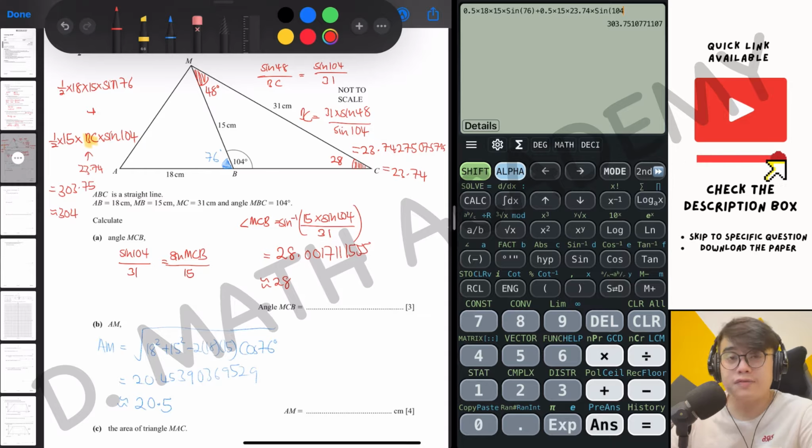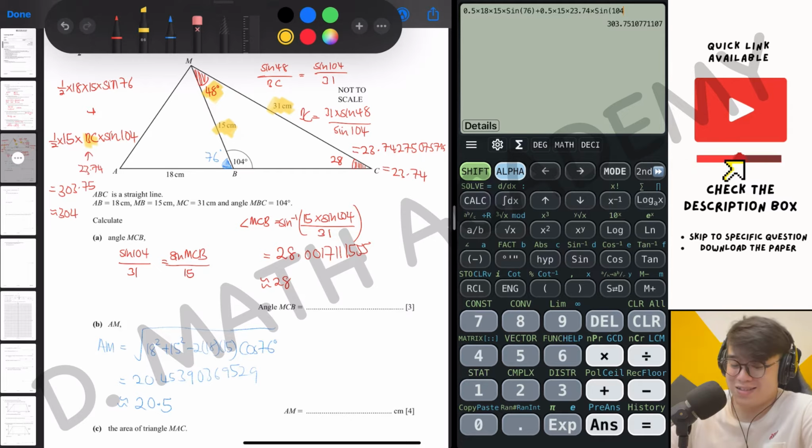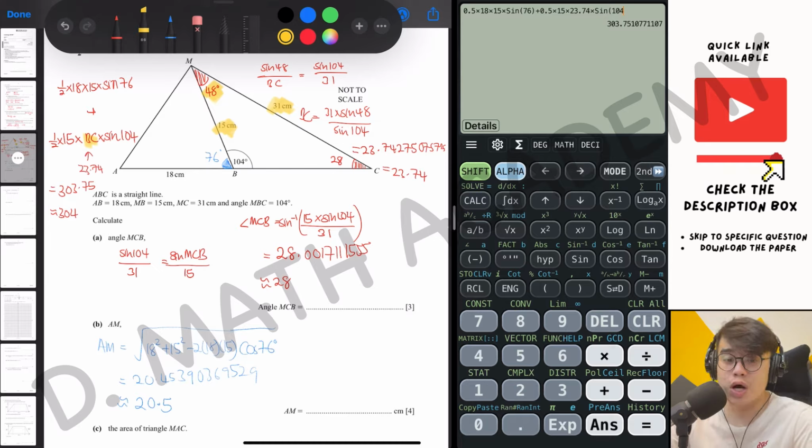Alternatively, you can straight away just use this 48, 15, and 31 and run your half AB sin C calculation. I didn't notice it. I just saw it after I completed everything. So it's up to you how you are going to calculate the area for MBC. Both are acceptable.